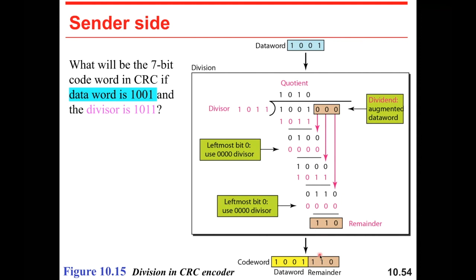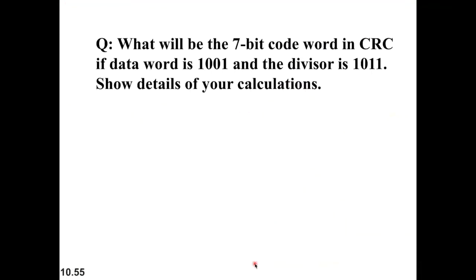I will append this remainder to my data word. What was my data word? 1001. This was my data word. I will append the remainder 110 to my data word, and I will send this number to you. This is my code word now. Now this is how we generate extra information for cyclic code. I generated this extra information, which is actually my remainder, and I will send it to you. You are the receiver.